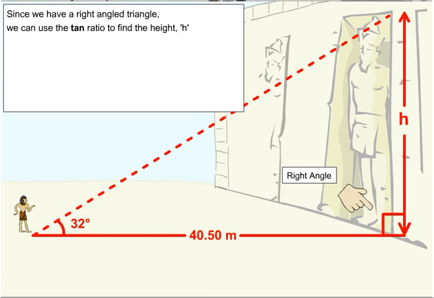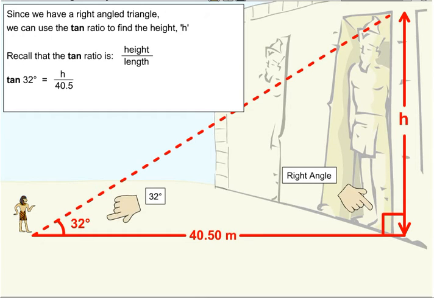Since we have a right-angled triangle, we can use the tangent ratio to find the height h. Recall that the tangent ratio is the height over the length. So tan of 32 degrees equals h over 40.5. That means h equals 40.5 times tan of 32 degrees.